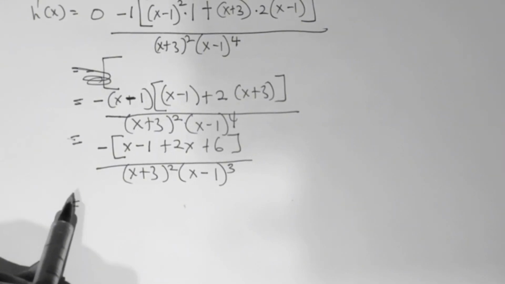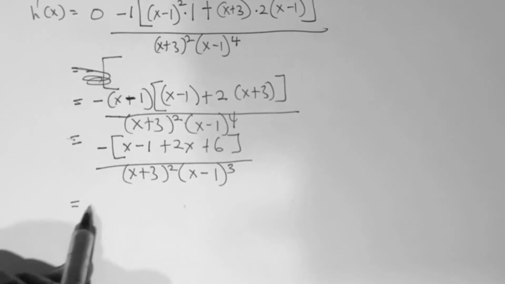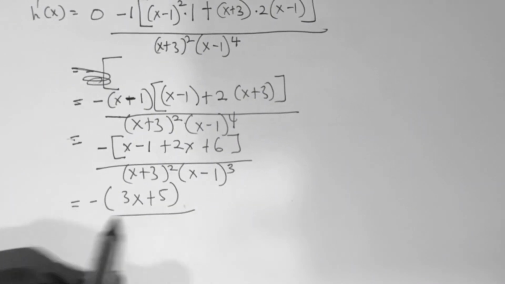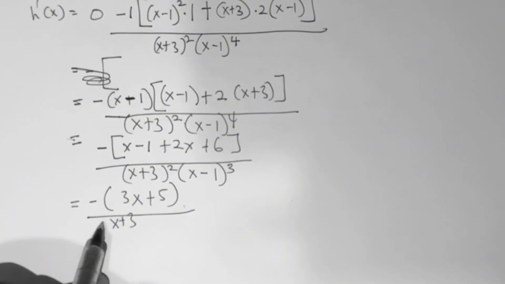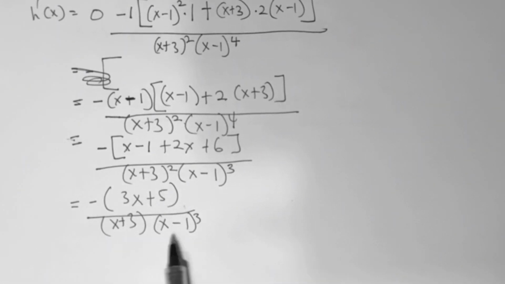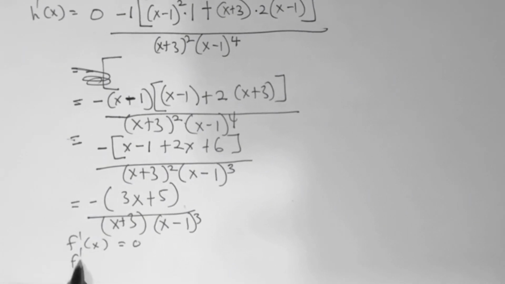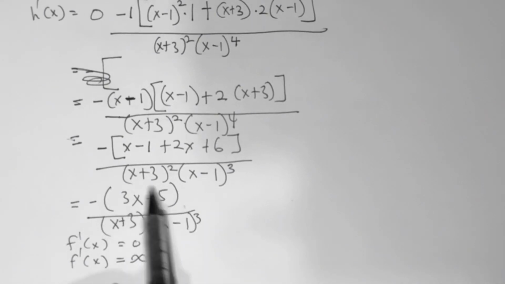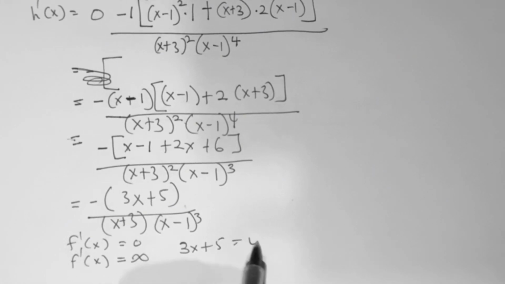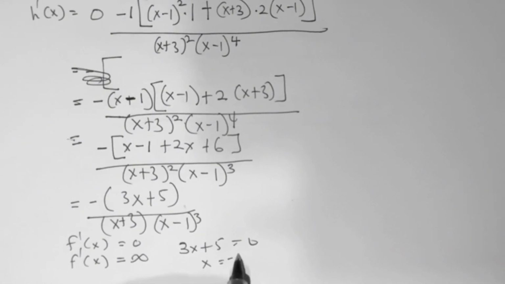So this is equal to, now x plus 2x becomes 3x, then minus 1 plus 6 becomes plus 5, divided by (x + 3) times (x − 1) cubed. So now let's find the critical values. Remember, we said critical values are the values for which f'(x) is equal to 0 or f'(x) does not exist. So that means we need to equate this numerator to 0. So 3x + 5 = 0, x is equal to −5/3.